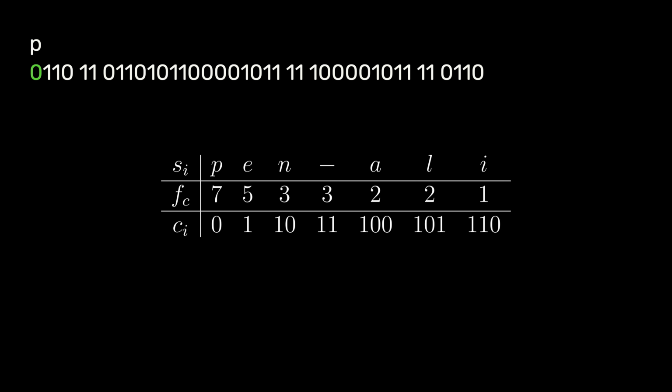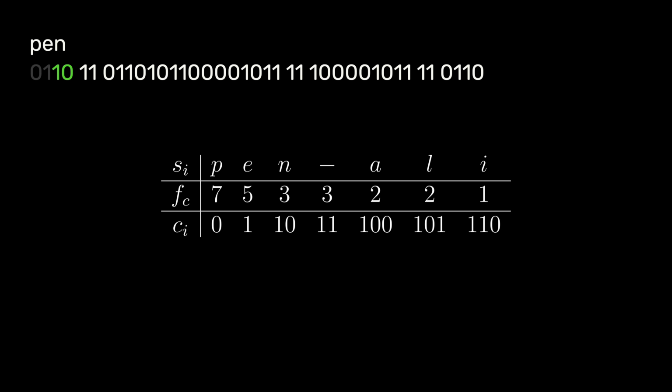0, that's P. 1, that's E. 1 again, and that's E again. Hold on, our original message started from pen. The bits 1, 0 could mean E, then P, or they could mean N. It's ambiguous. The problem is that multiple symbols share the same bit prefix. So, while reading bits, we can't tell where one symbol ends and another begins. A compression algorithm that can't reliably decompress the data is useless.